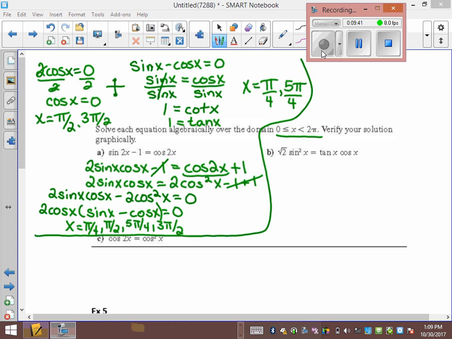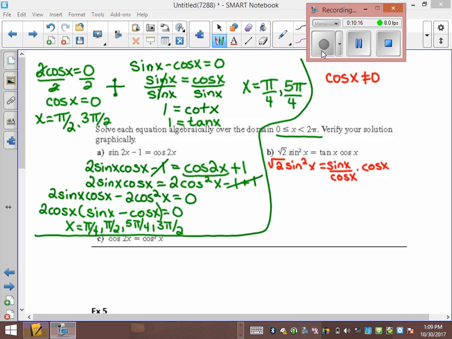For the next one here, you could go square root 2 sine squared x, and then you can write tan as sine x over cos x times cos x. And these cos x cancel. But before you actually cancel them off, you actually have a variable in the denominator. If you have a variable in the denominator, you have to state non-permissible values. So this cos x is in the denominator. So I have to state cos x can't equal 0. Because if cos x equals 0, I would actually have a problem because the denominator can't equal 0.